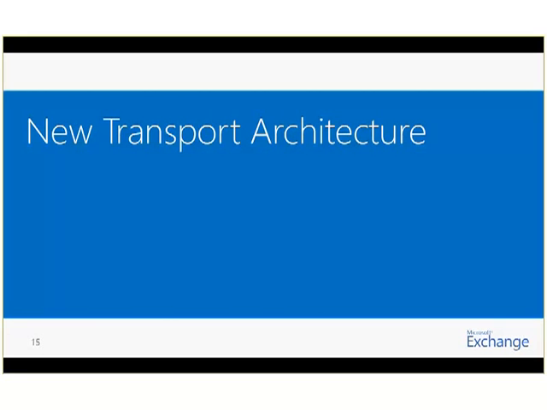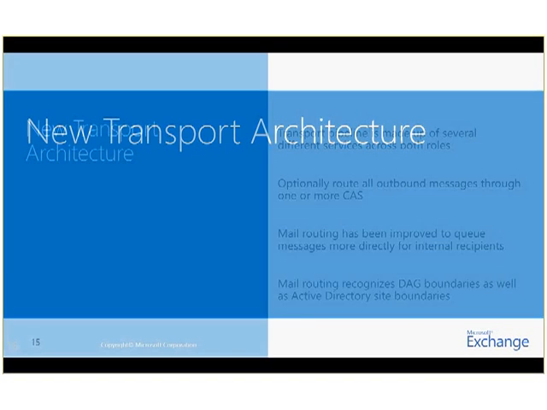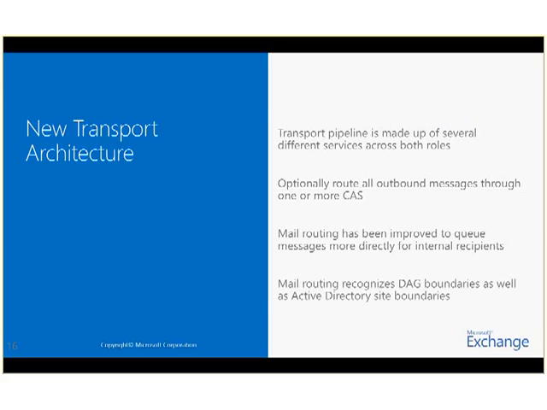Let's talk about the transport aspects of the new architecture next. As you might imagine, given the scope of architectural changes in Exchange 2013, there is a different transport architecture as well. This new architecture has all messages coming into the organization via the client access server and provides you with the option of routing all outbound messages through CAS as well.